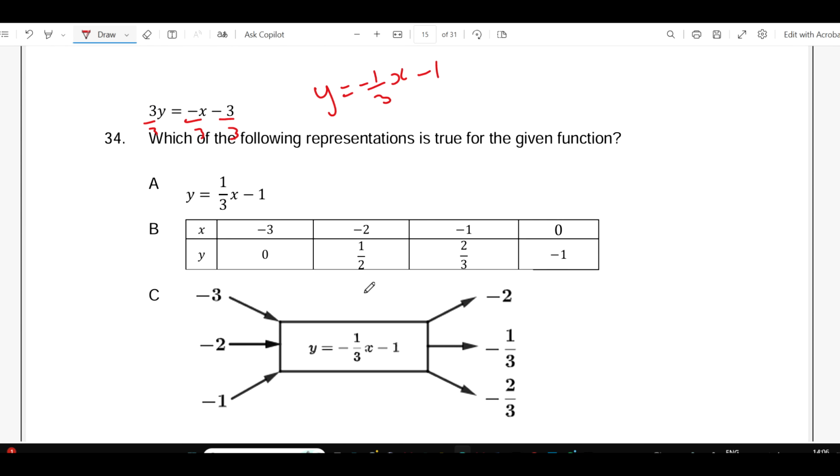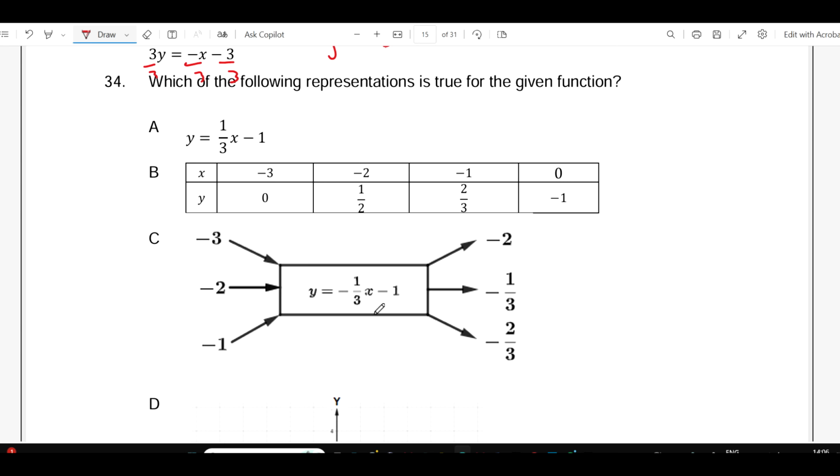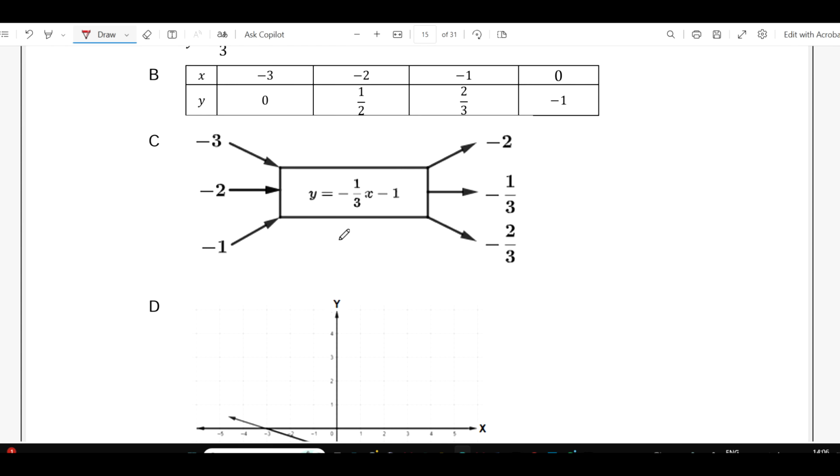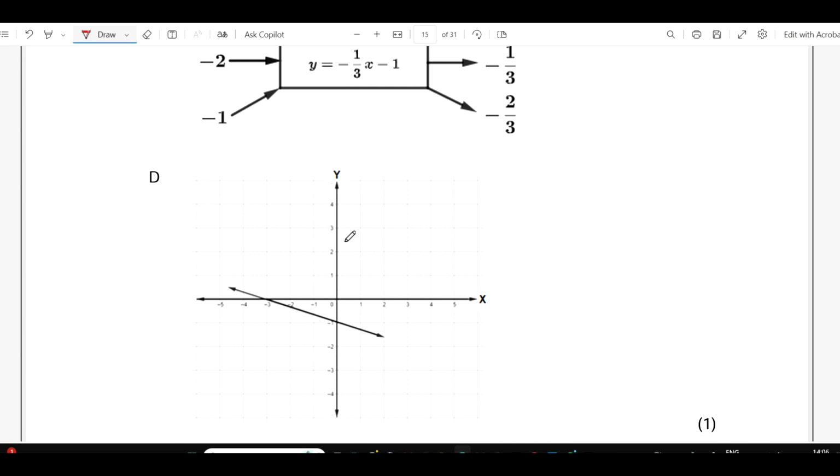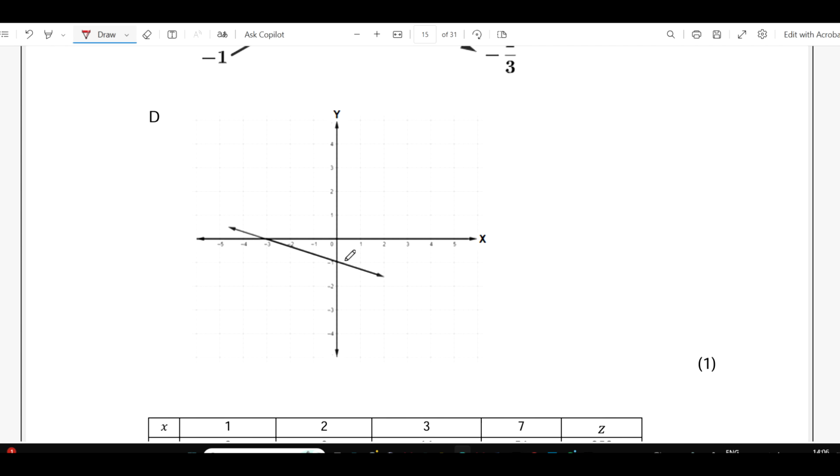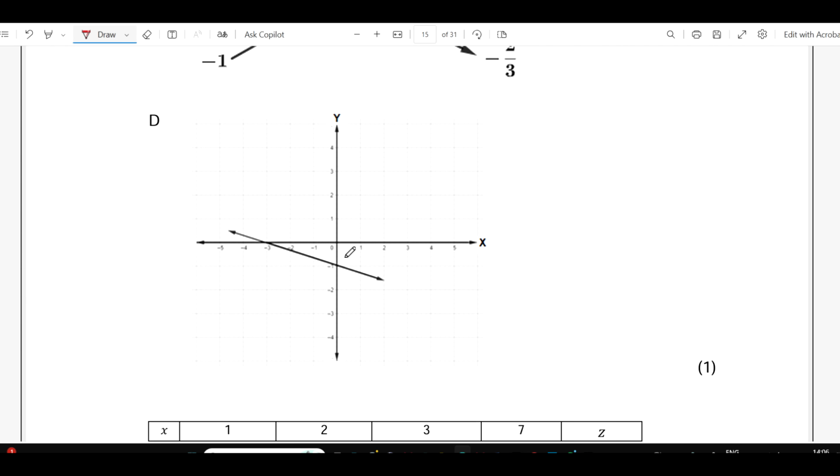No, because -3 does not give me -2. It's incorrect, number C. And then number D. So the y-intercept is correct. Here it is. And then the x-intercept is also correct. It's -3. The correct answer is what? Is D.